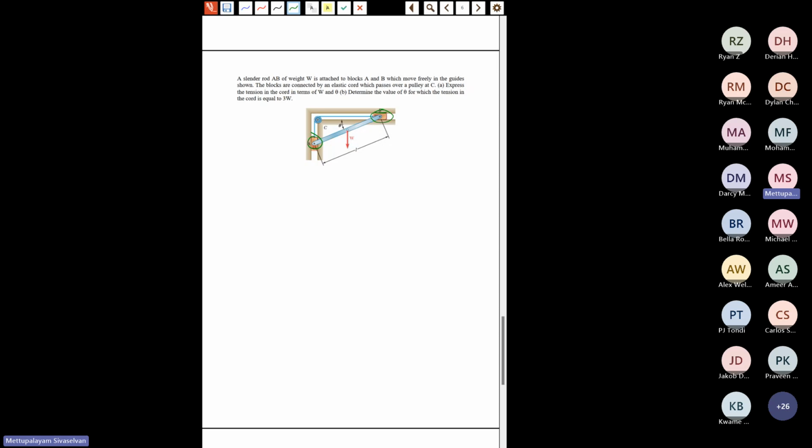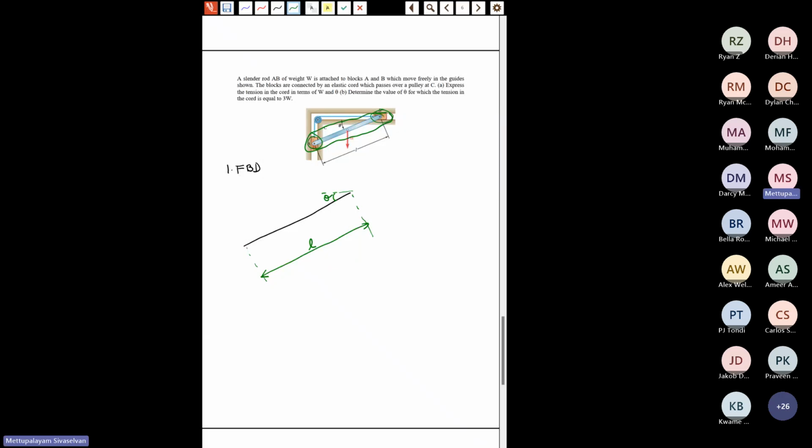So we're going to cut this bar out of here and draw its free body diagram. That's our first step, drawing our free body diagram. Theta is just a variable, just a symbolic quantity, so I'll just call that theta. This distance is L. This distance is theta.